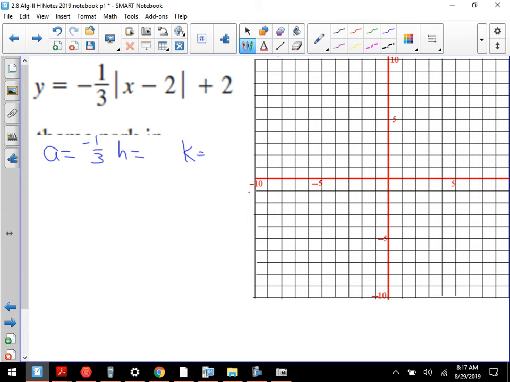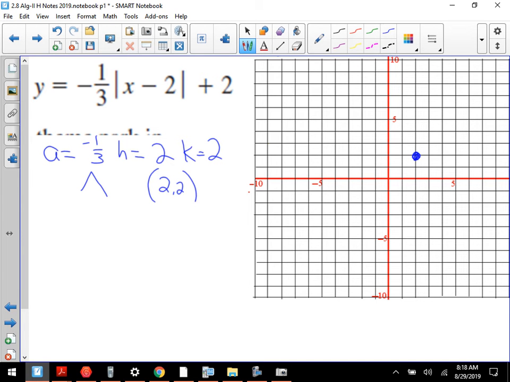As soon as I write down my A value and I know it's negative, I note that, so when I start graphing, if I goof, I'll say, oh, duh, and I can fix it. My H and my K are what and what? Where does your vertex lie? 2, 2. So we start at 2, 2.